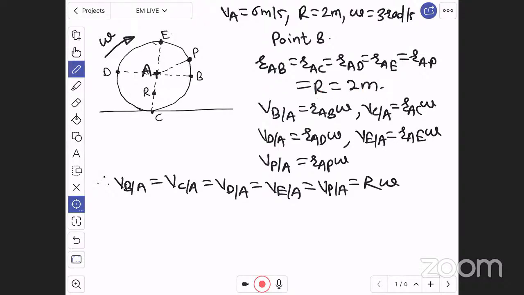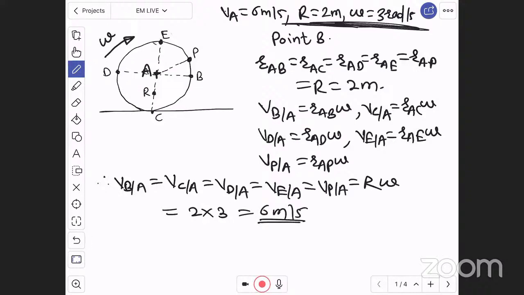That we can clearly see here. Therefore, all these components will be equal to radius of wheel times angular velocity. Radius of wheel is 2 and angular velocity is 3, as we just calculated. Therefore, these components will be equal to 6 meter per second. These are the respective velocities, my dear student.